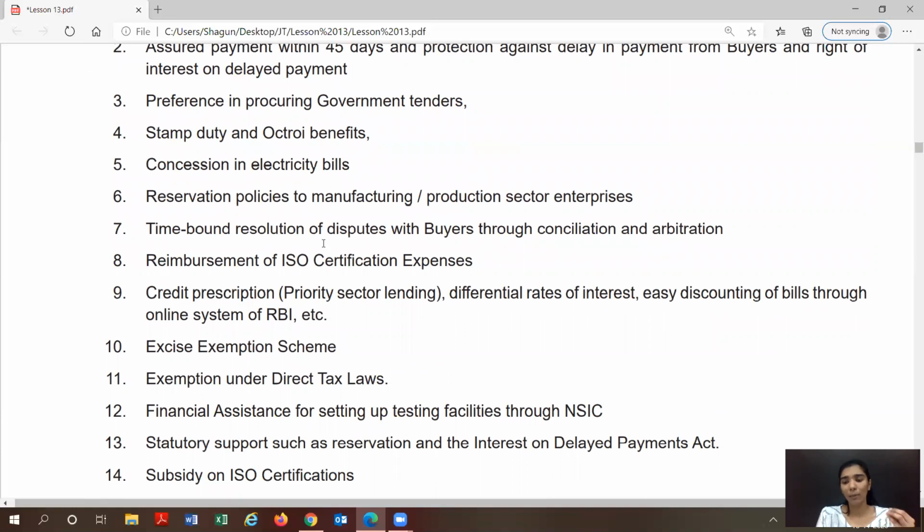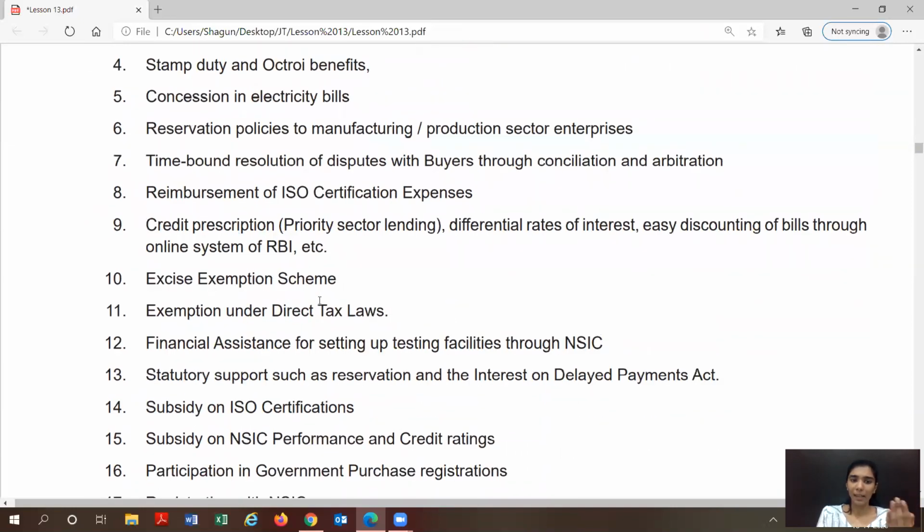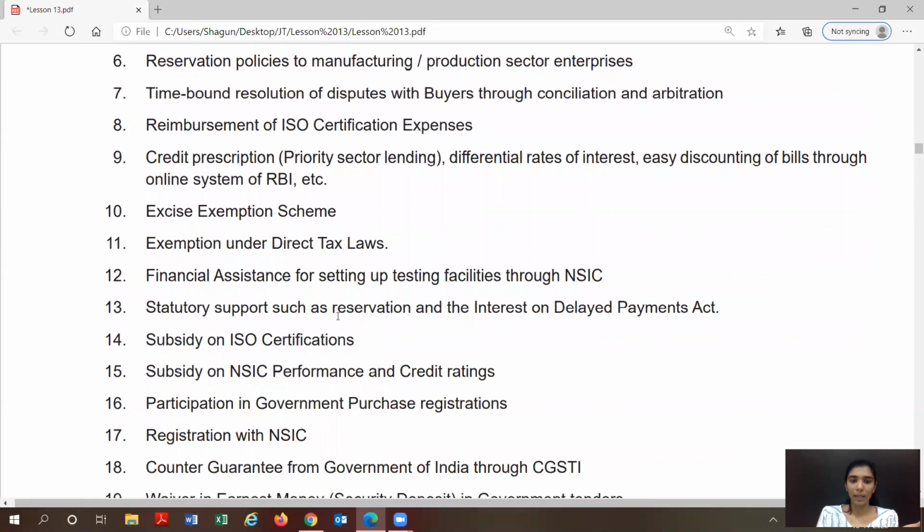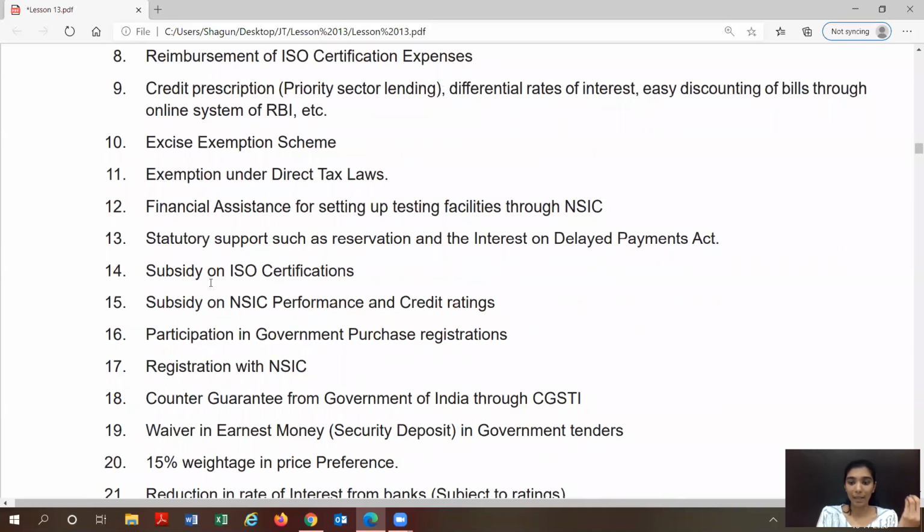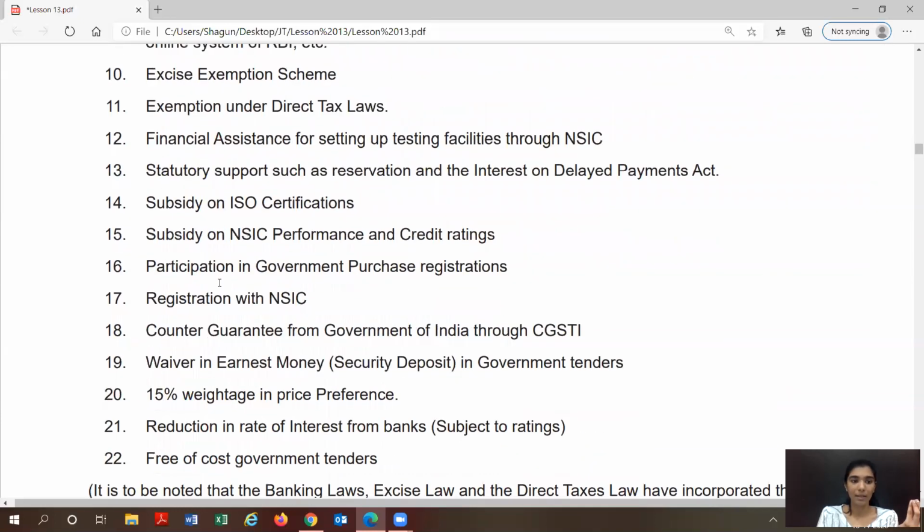It's like how the government helps startups. In a similar way they help the MSMEs also. There are many exemptions also. They have statutory support. They get subsidies, means government allowances they get.